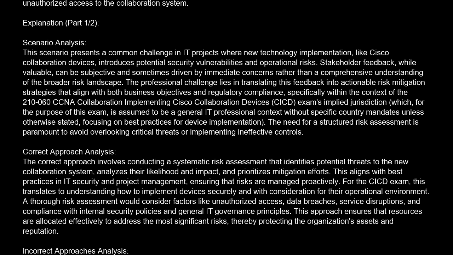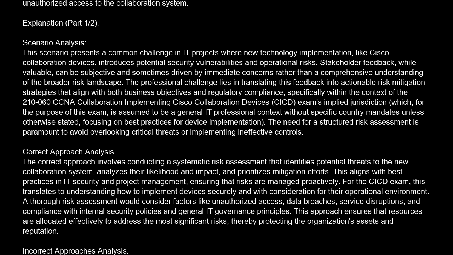210-060 CCNA Collaboration implementing Cisco collaboration devices, CICD, exam's implied jurisdiction, which, for the purpose of this exam, is assumed to be a general IT professional context without specific country mandates unless otherwise stated, focusing on best practices for device implementation. The need for a structured risk assessment is paramount to avoid overlooking critical threats or implementing ineffective controls.